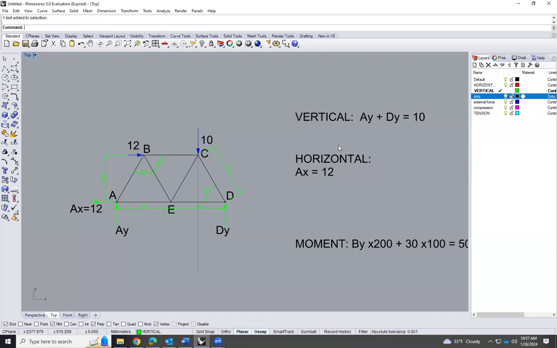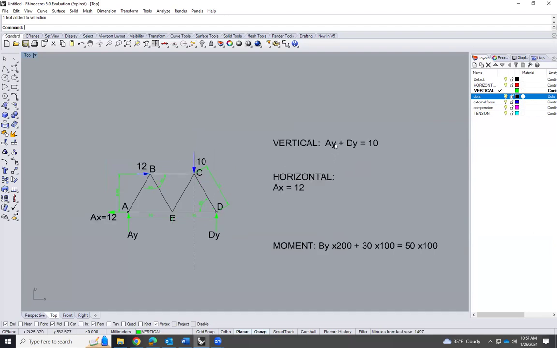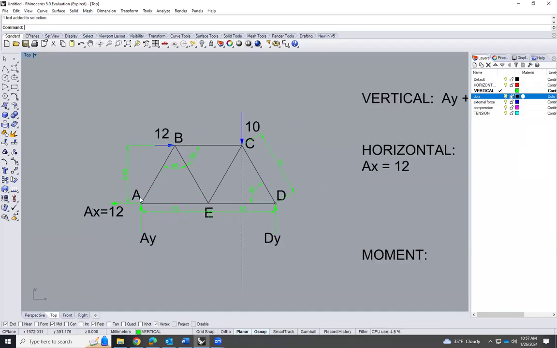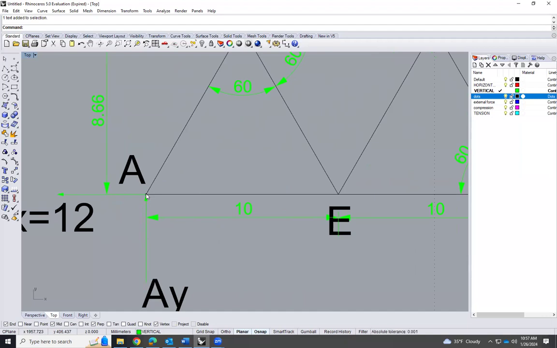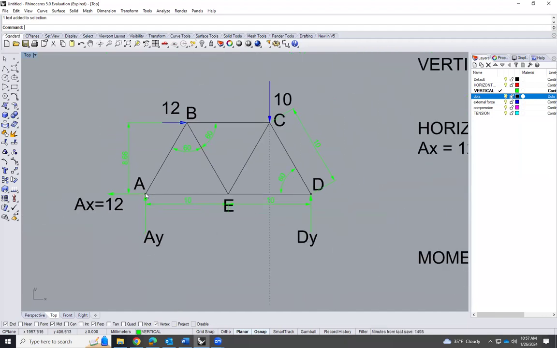What about the vertical? The vertical, we have this. We don't have AY, we don't have DY, so we can't solve this equation. So we have to go to the moment equation. So what's the moment equation? The moment equation is whatever goes clockwise equals whatever goes counterclockwise. Okay, so let's analyze, and we're going to take this point as a point of rotation. So we take this pin, and we have to look at the effect of all the external forces. What are the external forces? 12, 10, and DY.